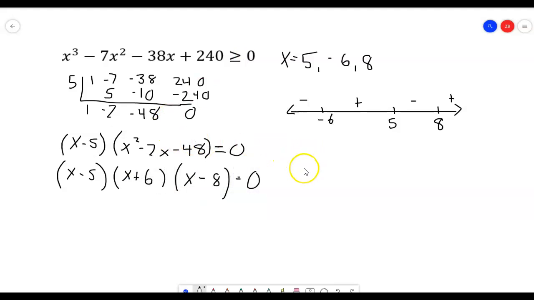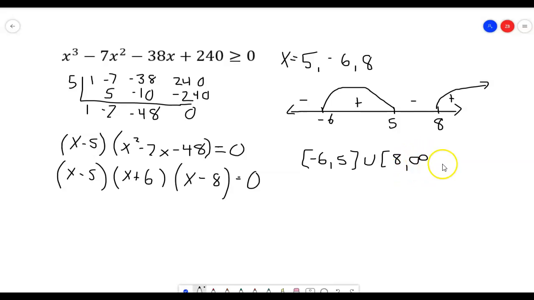So in interval notation, I'm looking for everywhere that I'm greater than or equal to 0. Remember, I'm including everywhere I'm equal to 0, so I use brackets from -6 all the way to 5, right? Because I'm above the x-axis from there to there, and I'm also above the x-axis from there to infinity, right? So also from 8 to infinity, and we never include a bracket with infinity. We always put a parenthesis with infinity. So it should look like that.